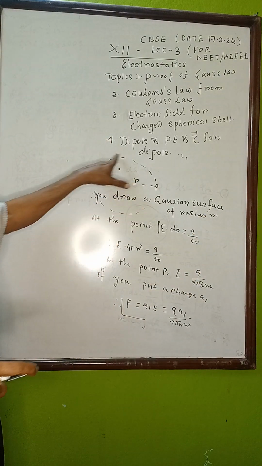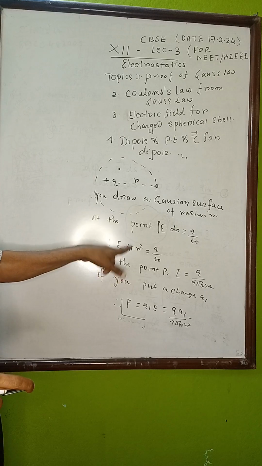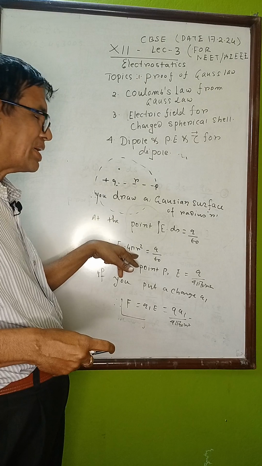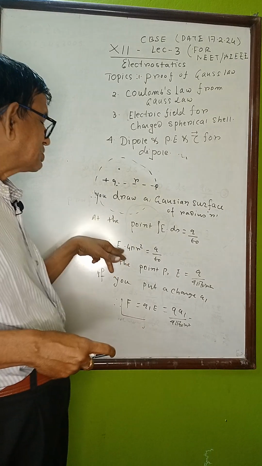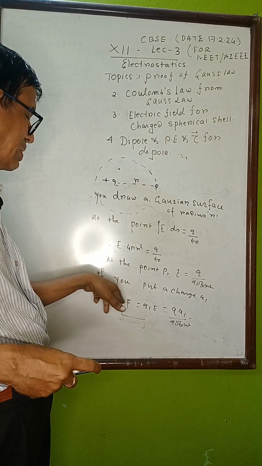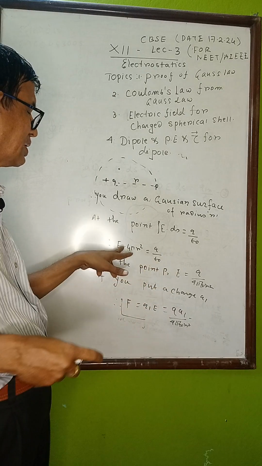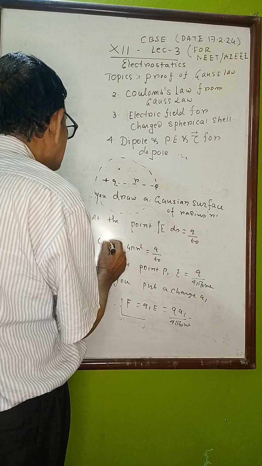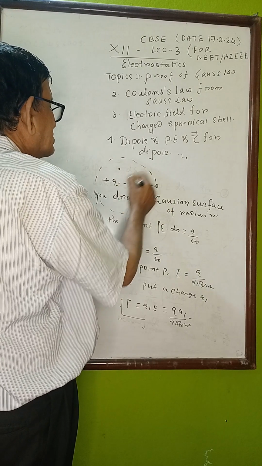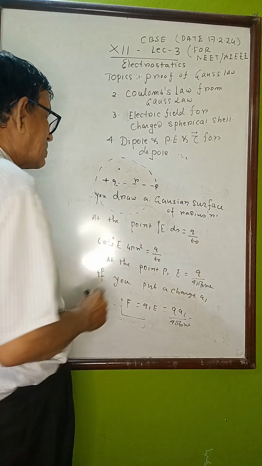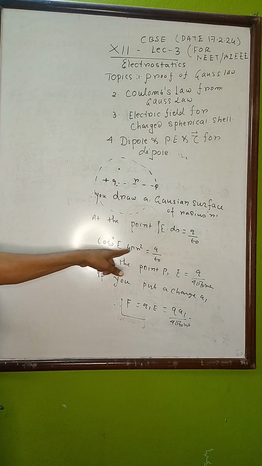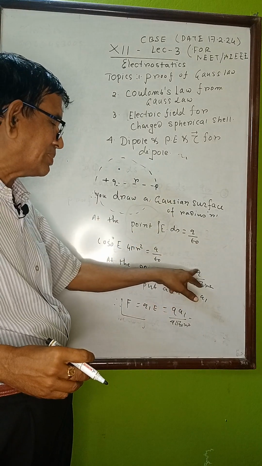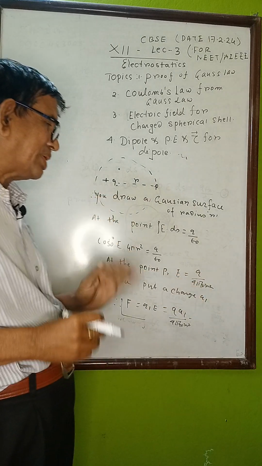What are you getting? Total surface area, E dot ds. In that case, the angle between E and ds is 0 degrees, so you are getting cos 0 degree, because for a positive charge all flux is in the same direction. So E times 4 pi r square equals q by epsilon naught. So the electric field at the point P is given by q by 4 pi epsilon r square.